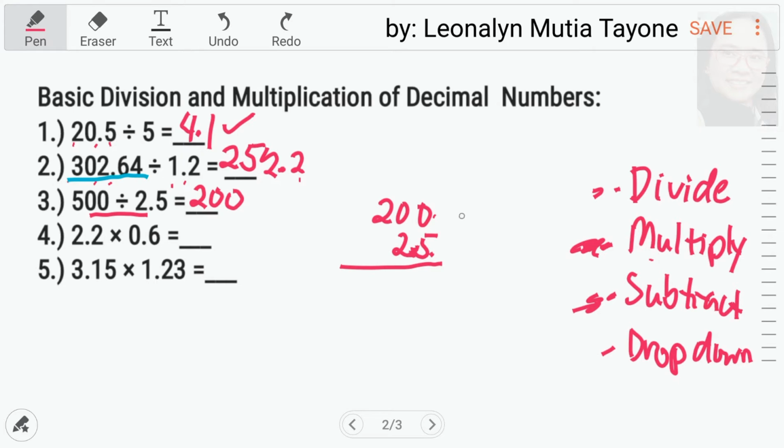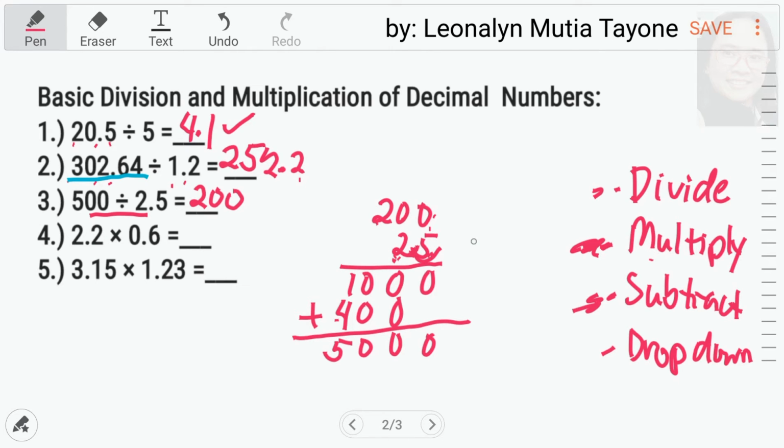Let's proceed. 5 times 0 equals 0. 5 times 0 equals 0. 5 times 2 equals 10. Next, 2 times 0 equals 0. 2 times 0 pa, isang 0 pa. 2 times 2 equals 4. Mag-add tayo. So, these are zeros. 1 plus 4 equals 5. Sa mga factors natin, isa lang ang may decimal. Isa lang din yung place niya. So, 1. 1 lang din dito. 1. So, ang sagot dito ay 500.